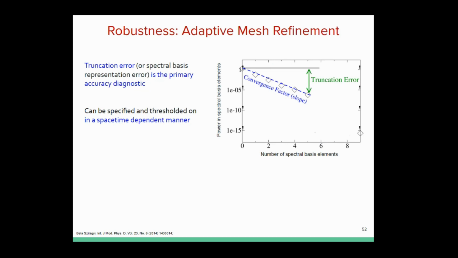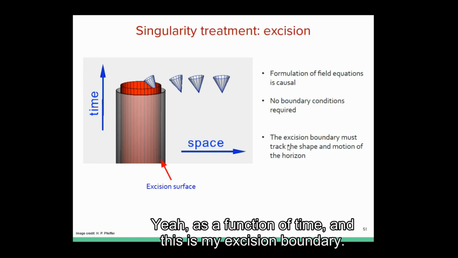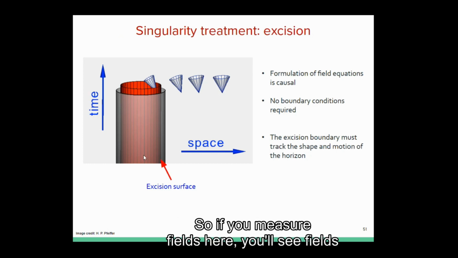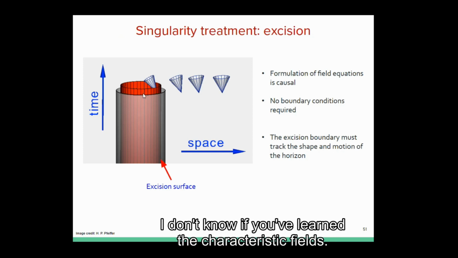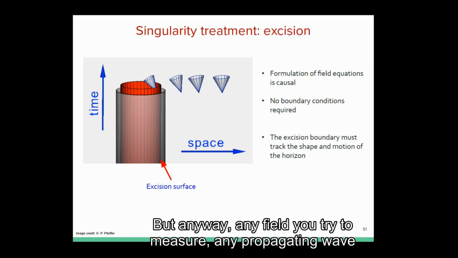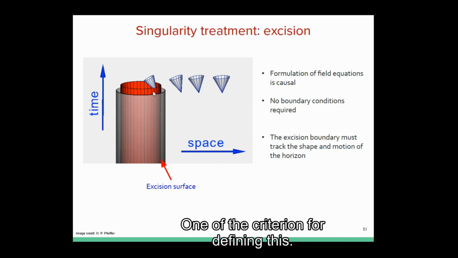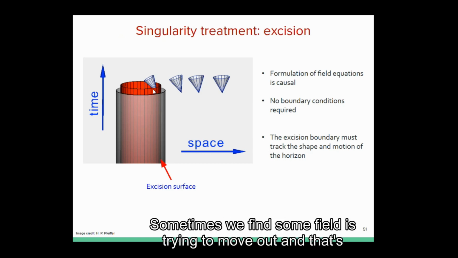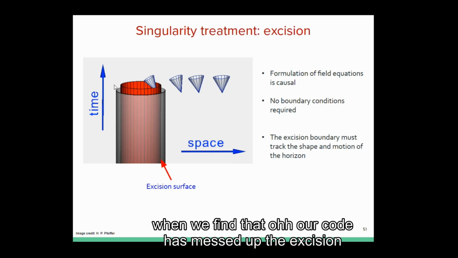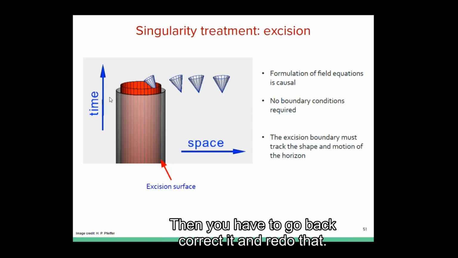Right? Here, this is my horizon as a function of time, and this is my excision boundary. So if you measure fields here, you'll see fields flowing in. I don't know if you've learned the concept of characteristic fields. But any field you try to measure, any propagating wave, you can see they're all moving inward at all times. And that's actually one of the criteria for defining this. Sometimes we find some field is trying to move out, and that's when we find that our code has messed up. The excision surface is actually intersecting the horizon. Then we have to go back, correct it, and redo that.